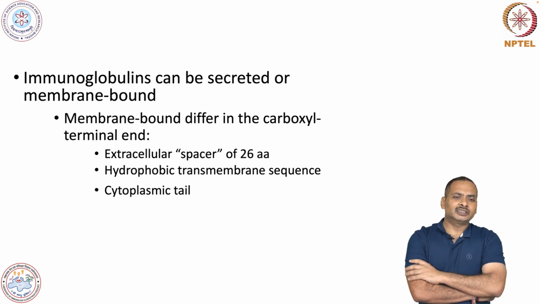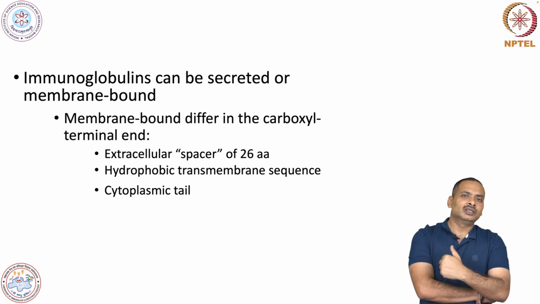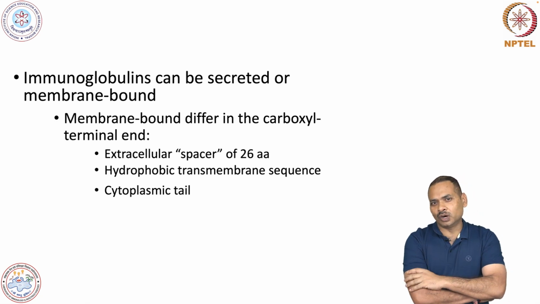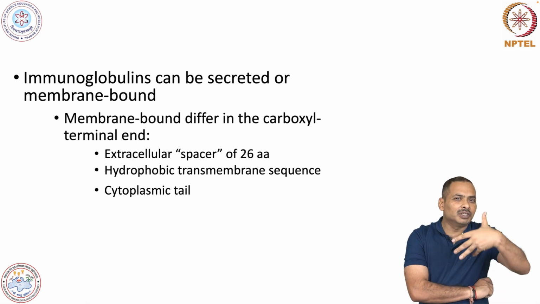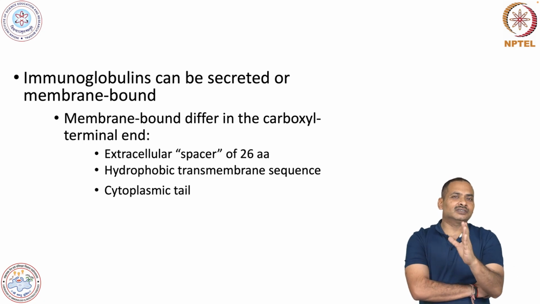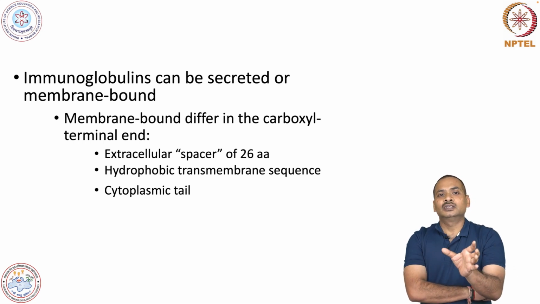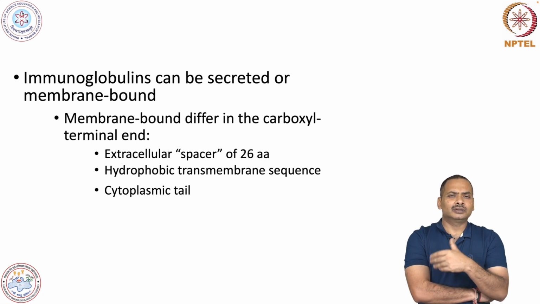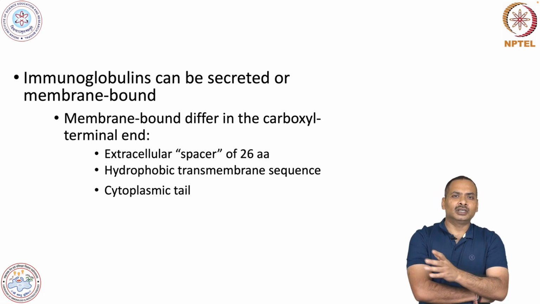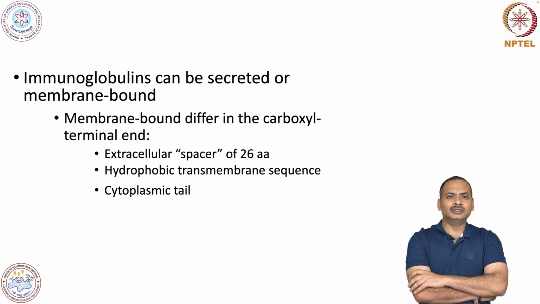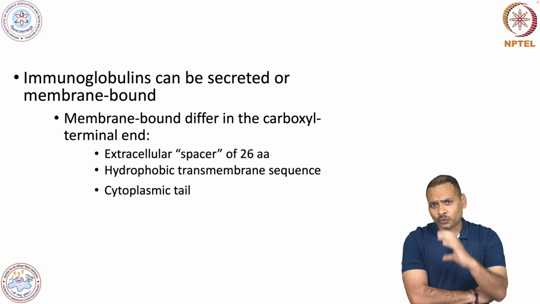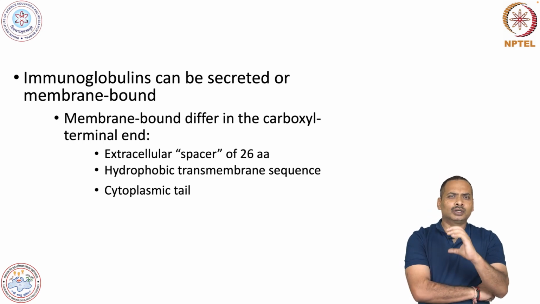And there will be a cytoplasmic tail which will trigger the downstream signal, although this tail is very small. And it is not capable of activating the downstream signaling, that is why it is bound with another molecule, which we call the immunoglobulin alpha beta chain, which is required for downstream signaling. The bottom line is that.